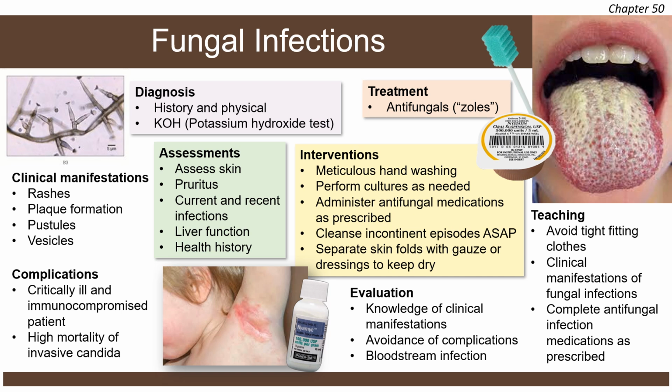And fungal infections can show as rashes, plaque formation, pustules, vesicles. A lot of times, these fungal infections, you'll see it in the abdominal folds, or under the breast, or in the axilla. We also see fungal infections on the tongue as thrush or candida. So these opportunistic organisms often show up when the immune system is compromised or when patients are taking a lot of antibiotics. It gives these organisms an opportunity to grow.